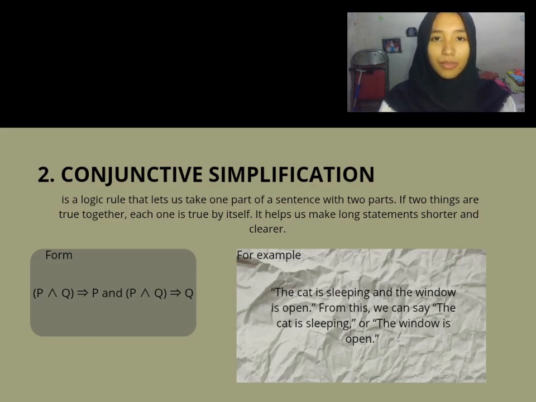Example: the cat is sleeping and the window is open. From this, we can say the cat is sleeping, or the window is open. Each part is true by its own.